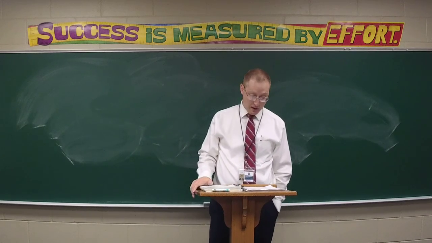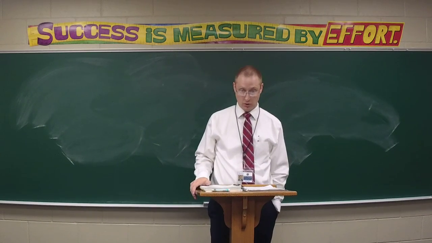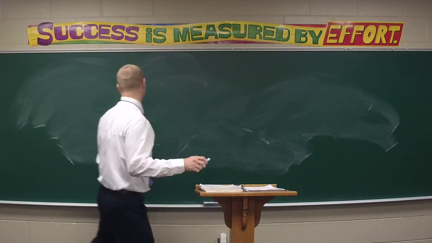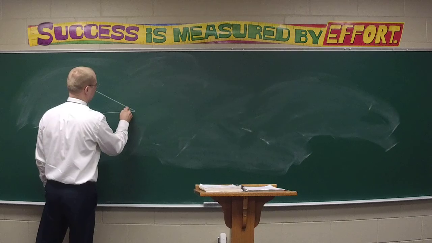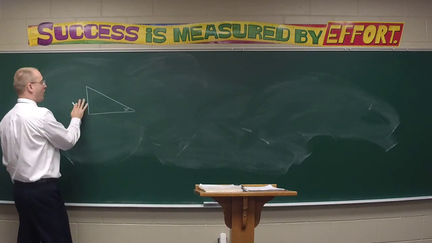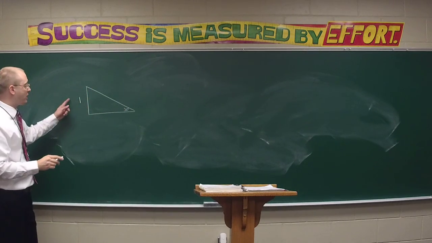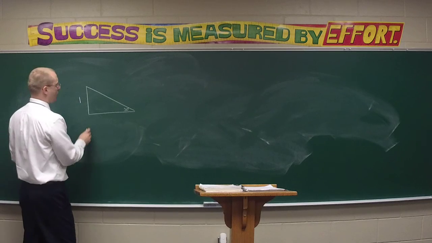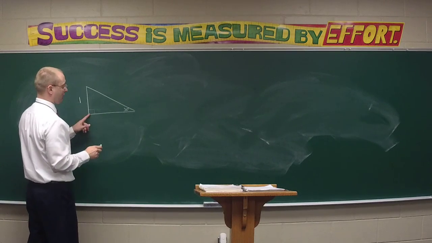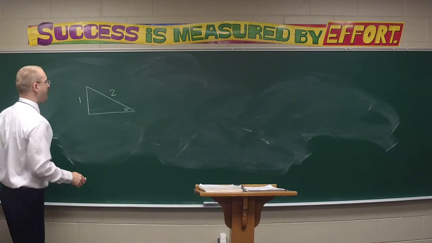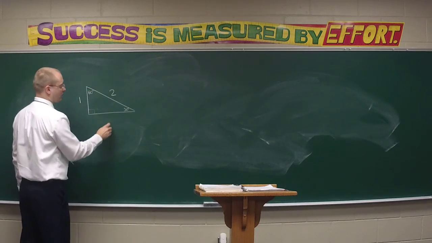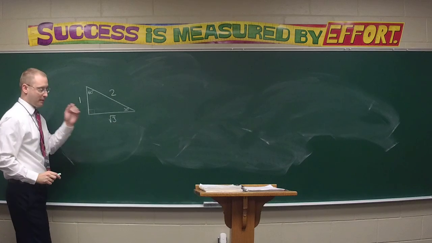The first thing that you better know are your special angles, your special triangles. Make sure you know that in a 30-60-90, across from the little 30-degree angle is the side we call x, or more commonly, we call 1. Across from the 90, the hypotenuse, is 2, or 2x. And across from the 60-degree angle is the square root of 3, or x times the square root of 3.